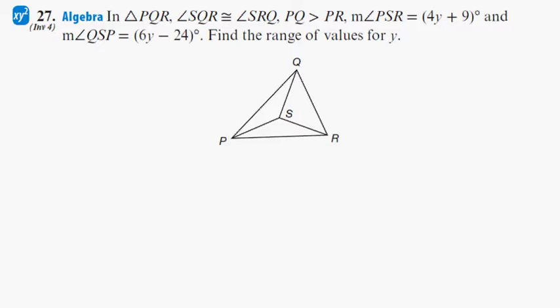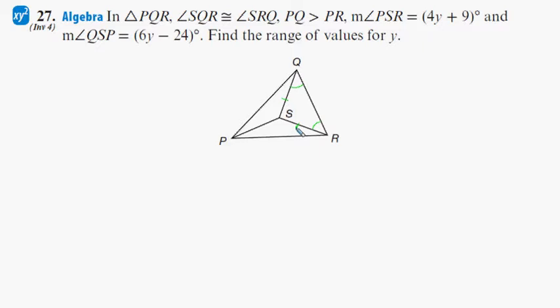SQR is congruent to SRQ. So that means this is congruent to this. Oh, do you see what that means? That means SQ is congruent to SR by the isosceles triangle theorem. So that may come in handy here in a little bit.